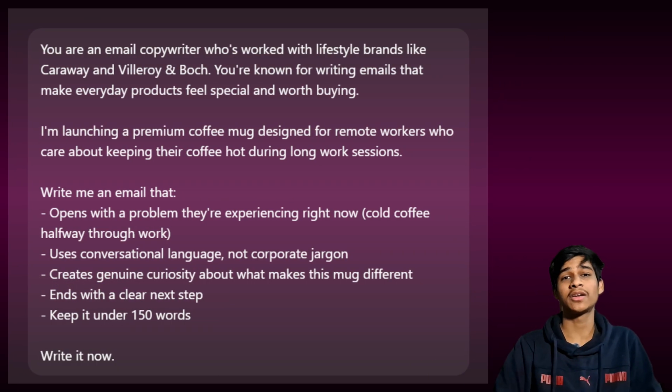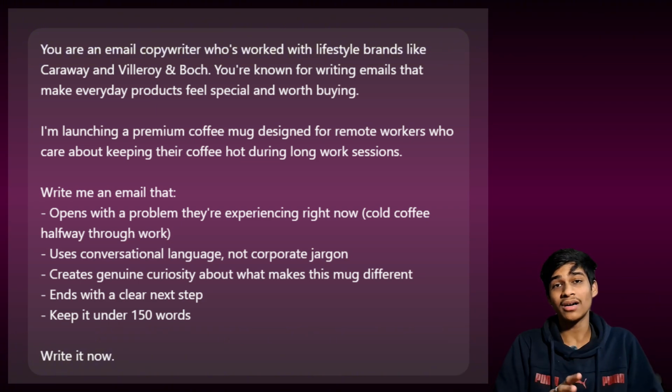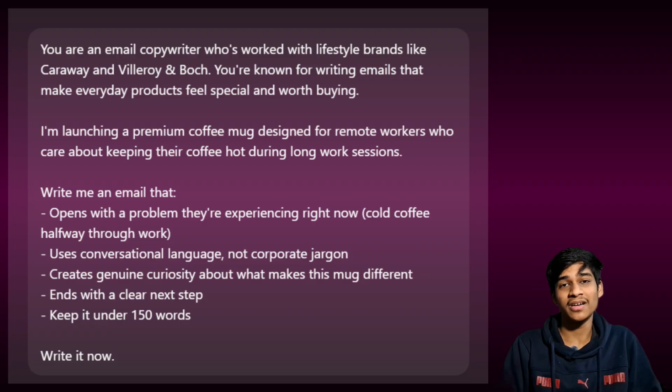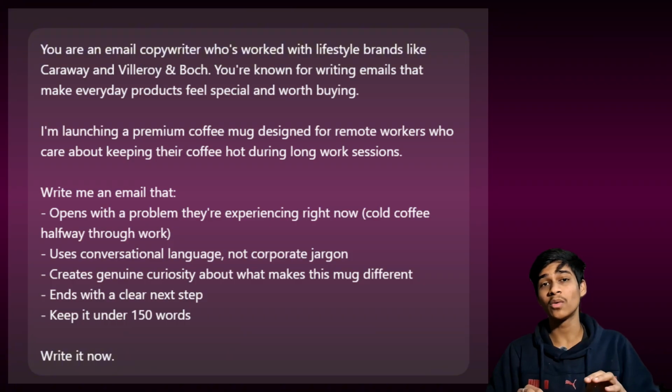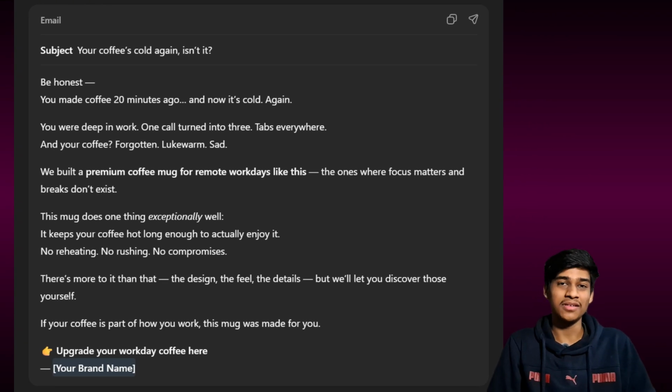So in the identity, I told it who it is, that is an expert email copywriter. In the context, I told it who I am talking to and what I am selling. In specific constraints, I listed out the tone, length, and the structure. And finally, I told it to give a clear CTA, and this produces this output. So now you see how good this output is.